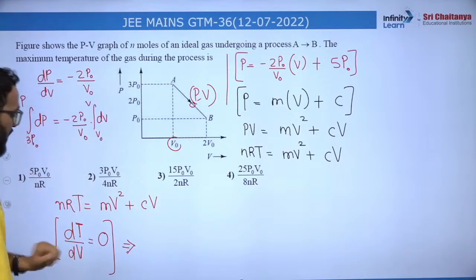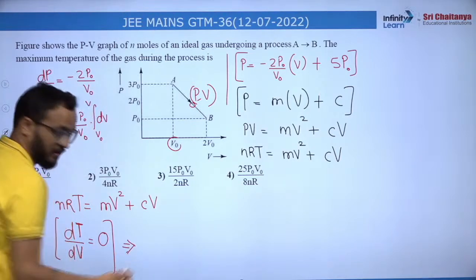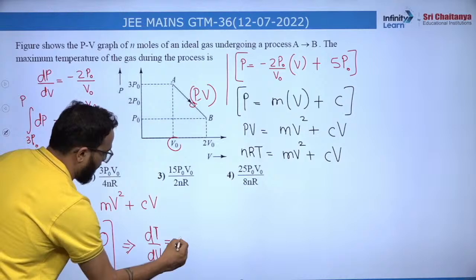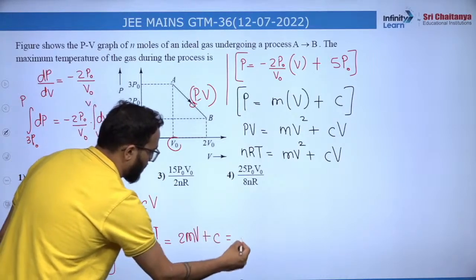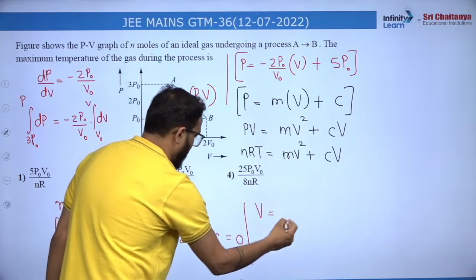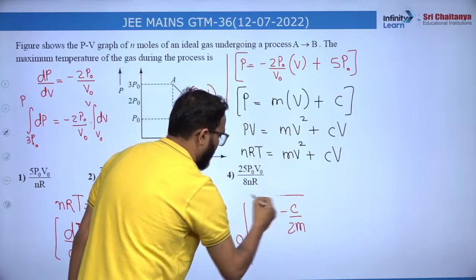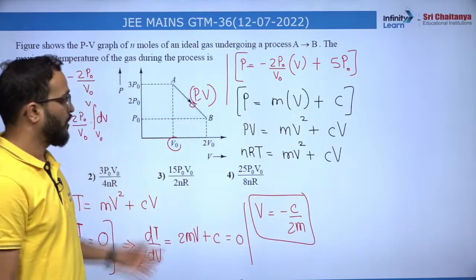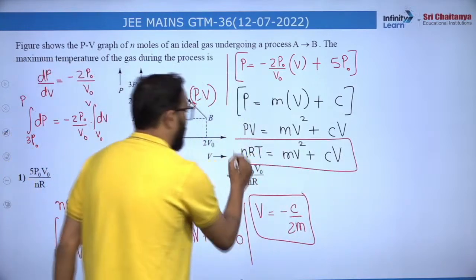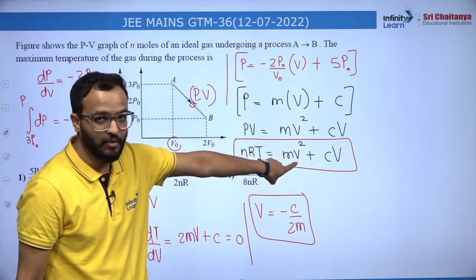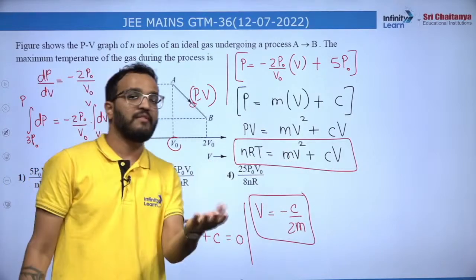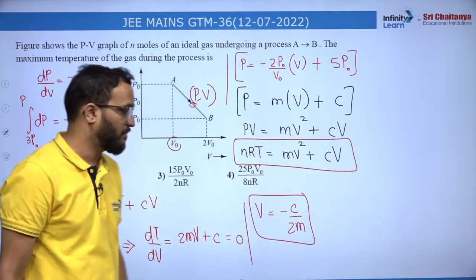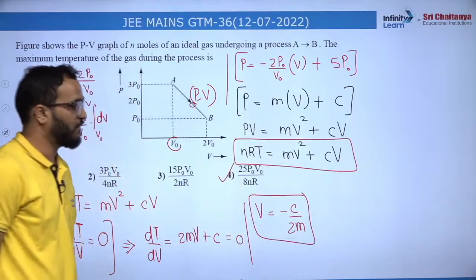So from here you will get the value of V. dT/dV will be 2MV plus C, and this must be 0. So from here V will be minus C by 2M. This is the volume at which the temperature will be maximum. Now to get the maximum temperature, put this value of V here, open the values of C and M, and then get the final value of maximum temperature, which will come out to be the fourth option, 25 P naught V naught by 8nR.